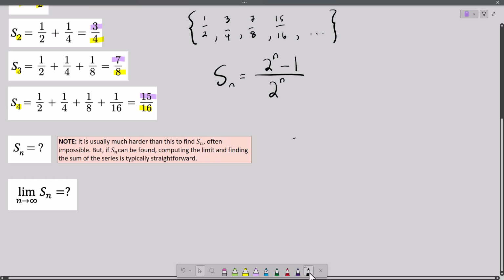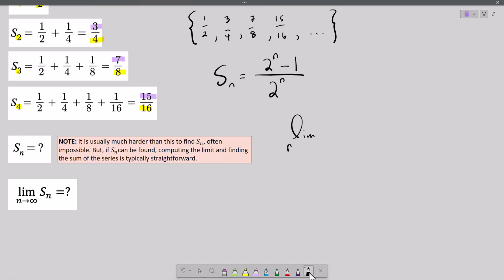Now we just need to take the limit of this. So the limit as n goes to infinity of 2 to the n minus 1 over 2 to the n. Well, that's an indeterminate form, infinity over infinity, so we have to do something to change the way it looks. And the thing to do is to split the fraction. You can split a fraction like that. So we're going to have 2 to the n over 2 to the n, which is 1. Now this we can analyze.